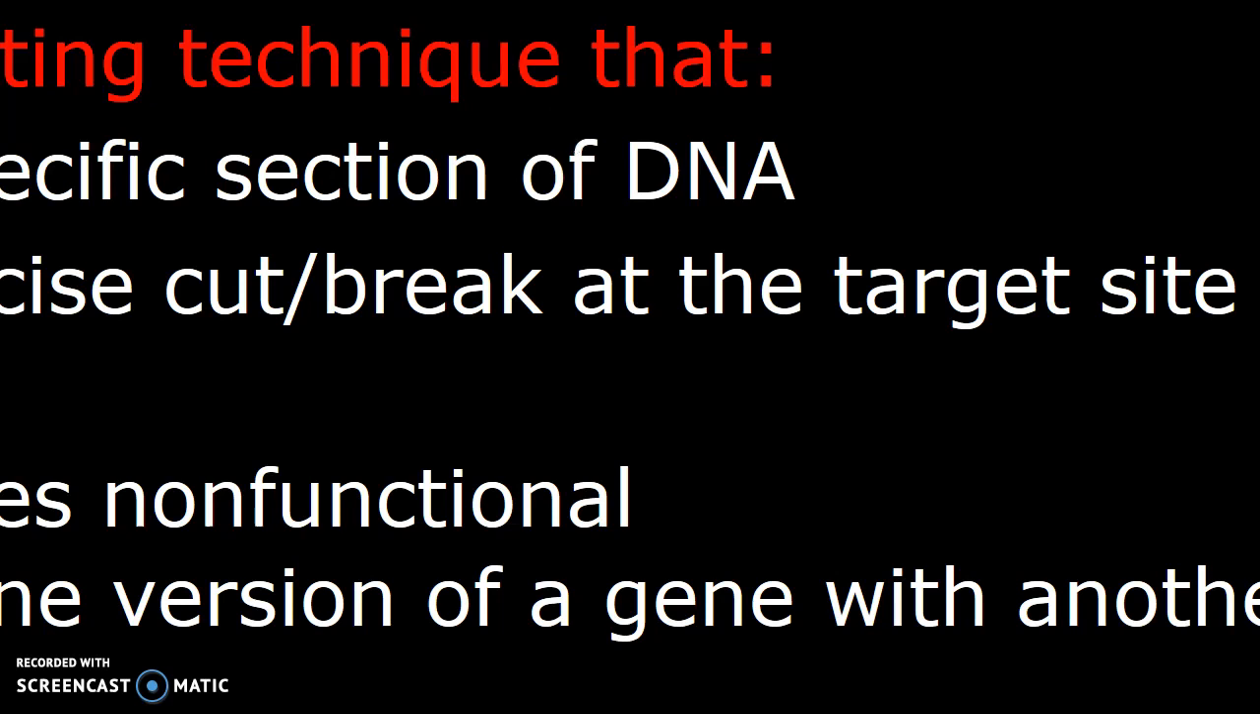Okay, so what is CRISPR? CRISPR stands for Clustered Regularly Interspaced Short Palindromic Repeats. So it's a genome editing technique that's able to target a specific section of DNA. And then at that section, with the guide RNA, it makes a precise cut or break in the target site. And some of the awesome things it can do is make genes non-functional, so it stops the DNA, making the genes non-functional, or replace one version of a gene with another. So that could be great. If there's a problem, you can replace the problem with a solution.